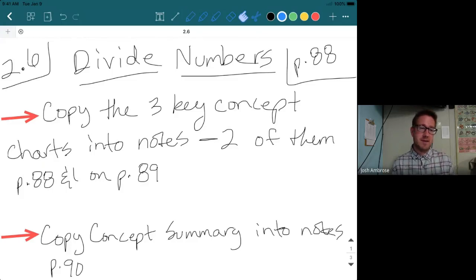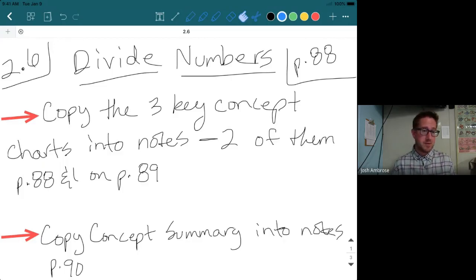Algebra 1. All right, we are in section 6 today. Chapter 2, section 6, page 88. Open up your textbooks. Make sure you always have that with you. Page 88 in the textbooks. We are going to be dividing numbers. We're going to be simplifying expressions through division. And let's jump into it.